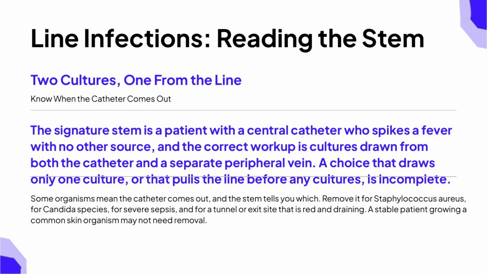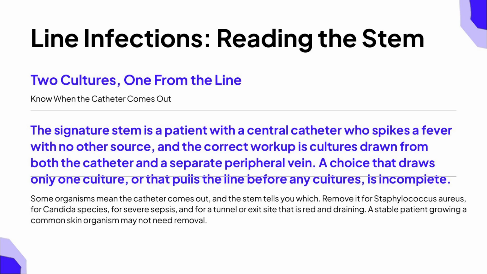Now line infections, which have the most recognizable stem on this list. The signature setup is a patient with a central catheter who spikes a fever, and the stem quietly rules out every other source. No cough, clean urine, no wound. When you see that, draw cultures from both the catheter and a separate peripheral vein. 2 cultures, 1 peripheral. A choice that draws a single culture or pulls the line before any cultures is incomplete, and the exam offers you both.